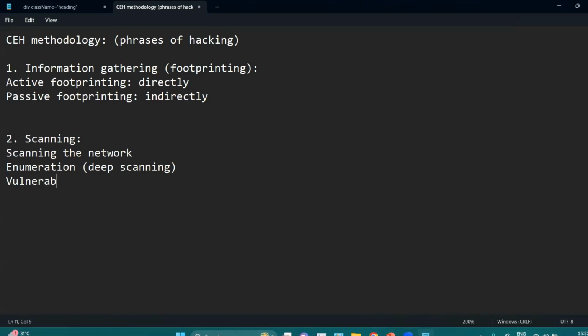vulnerability analysis. So vulnerability analysis is like, for example, you want to hack my system. Now you will check if my system is vulnerable or not. If it is vulnerable, then you can hack it. If it is not vulnerable, then you cannot hack it. Okay, simple. So in vulnerability analysis, you are checking if the target device is vulnerable or not.